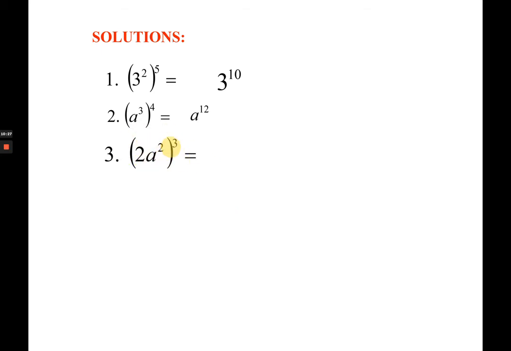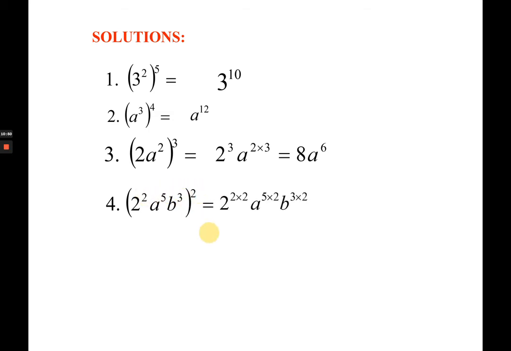Power of a product. 2 cubed and then 2 times 3. 2 times 3 is 6. 2 cubed is actually 8, because 2 times 2 is 4, 4 times 2, 8. Here, there are 3 terms, so each power will be multiplied by 2. 2 times 2, 5 times 2, 3 times 2. And then simplify further. And it's not done. 2 to the power of 4 is actually 16.